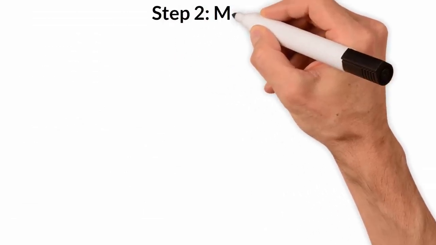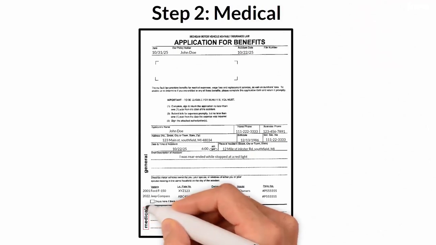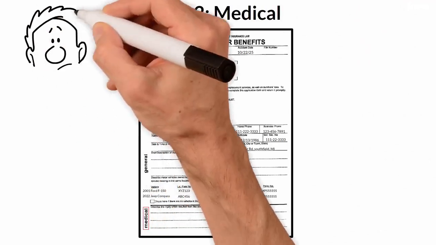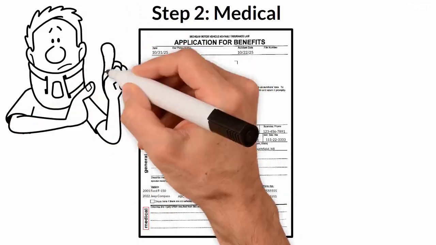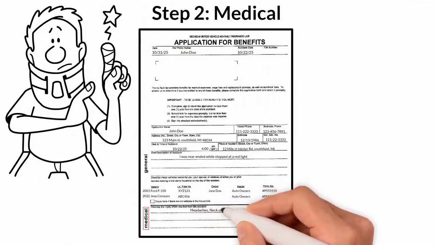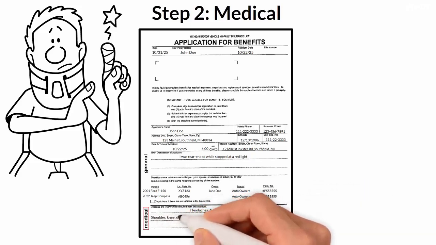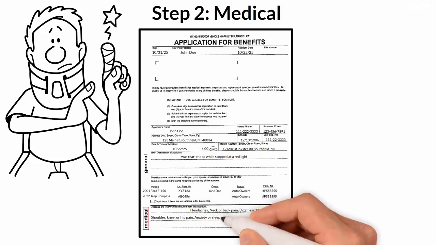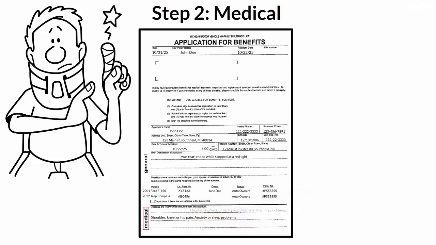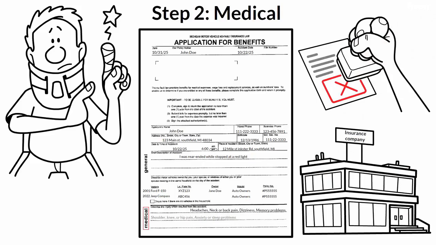Step 2. Medical. Now we will update the medical section. This section is critical. List all injuries, even ones that seem minor right now. Examples of injuries to include are headaches, neck or back pain, dizziness, memory problems, shoulder, knee, or hip pain, anxiety, or sleep problems. If you do not include any injury or symptom in this section, the insurance company may deny your claim later, so list every complaint, even if it seems minor at the time.